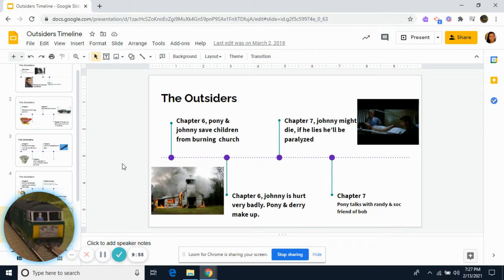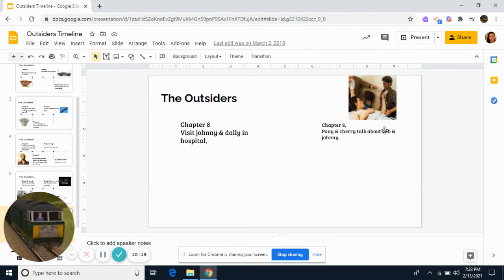Johnny is hurt very badly. Pony and Darry make up. Johnny might die. If he lives, he'll be paralyzed, which is not good. Pony talks with Randy, a friend of Bob. Chapter 8. Visit Johnny and Dally in the hospital. Pony and Cherry talk about Bob and Johnny.